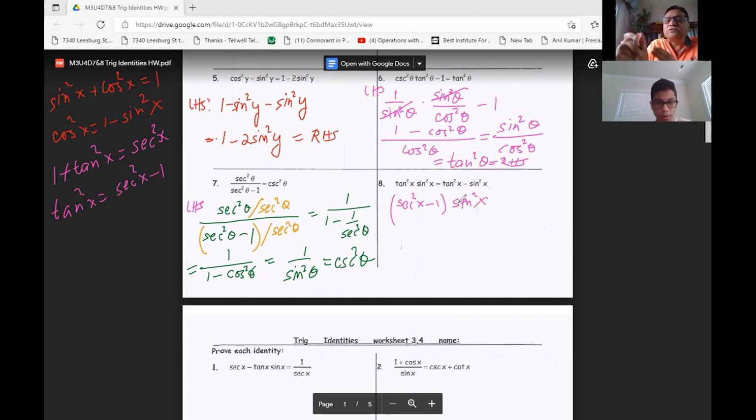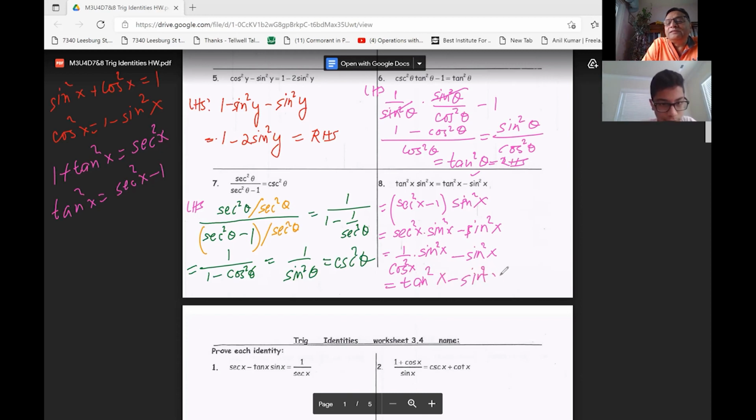Since the right hand side is a difference of two things, why not use the identity now, right? So we get here secant square x times sine square x minus 1 times sine square x, correct? So 1 times sine square x, we already got one of the terms. The other term is tan square x or not? Can you check? Secant is 1 over cos, correct? And this is sine square x minus sine square x. So we do get tan square x, right? Minus sine square x. Do you like this idea? So this is the right hand side.